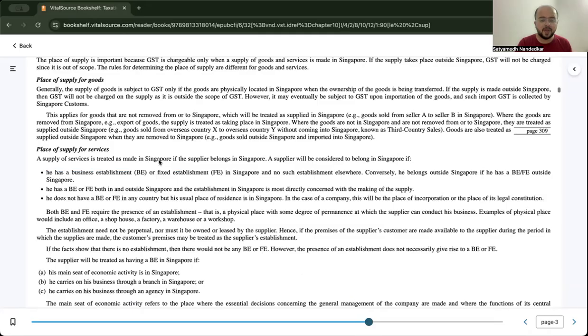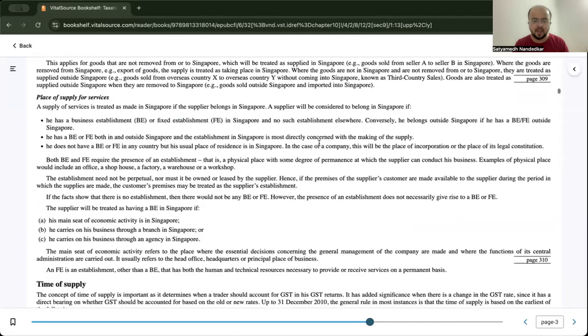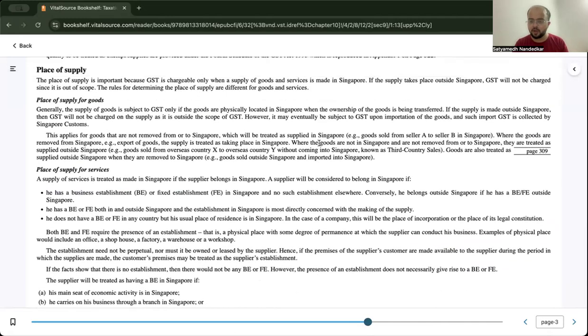Now, the place of supply of goods and services is again a very important point, and that will help you to determine whether GST is supposed to be levied on that particular item. This will form the next part of our discussion, place of supply.